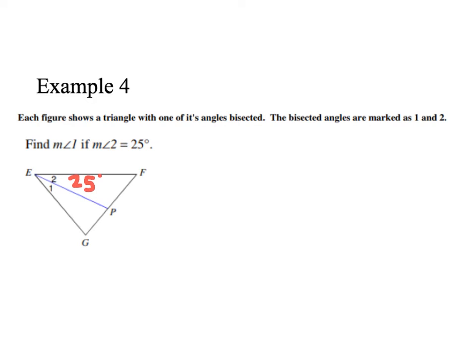Well, an angle bisector, whether it's in a triangle, a square, a trapezoid, whatever, cuts an angle in half. So if angle 2 is 25, angle 1 is 25. Period. Done. That's the answer. If they wanted the whole thing, then the whole angle would be 50. Angle bisector just means it cuts it into two congruent pieces.